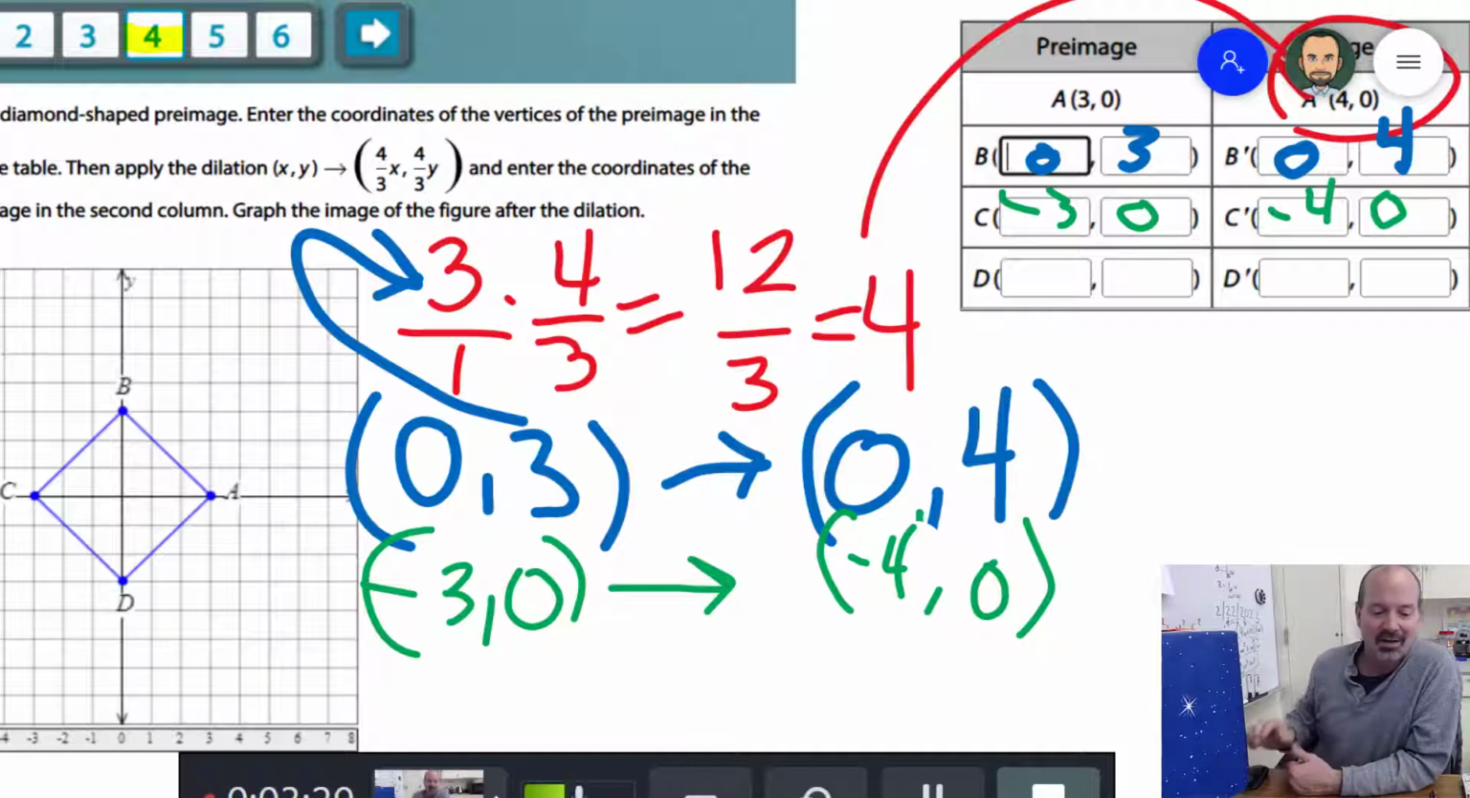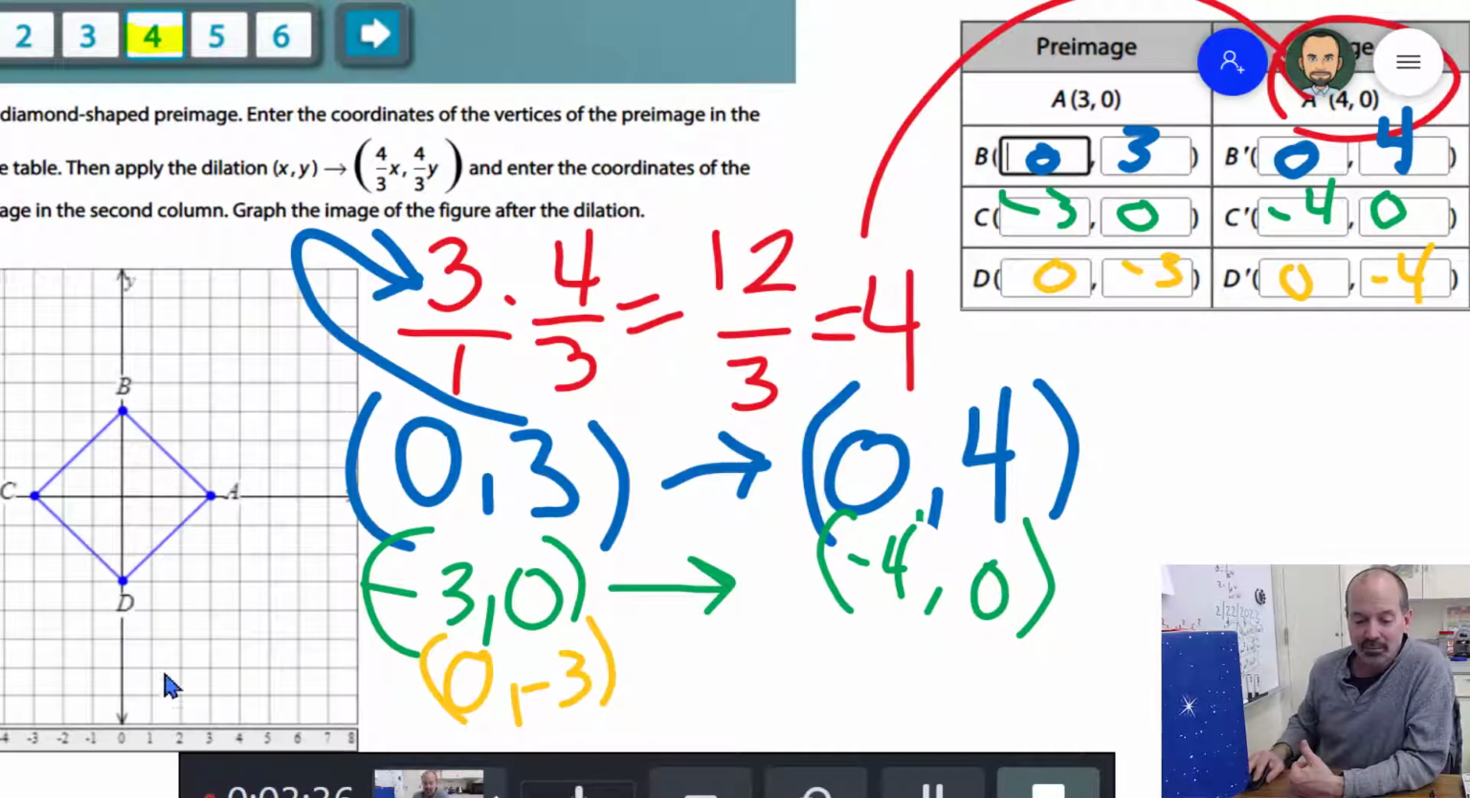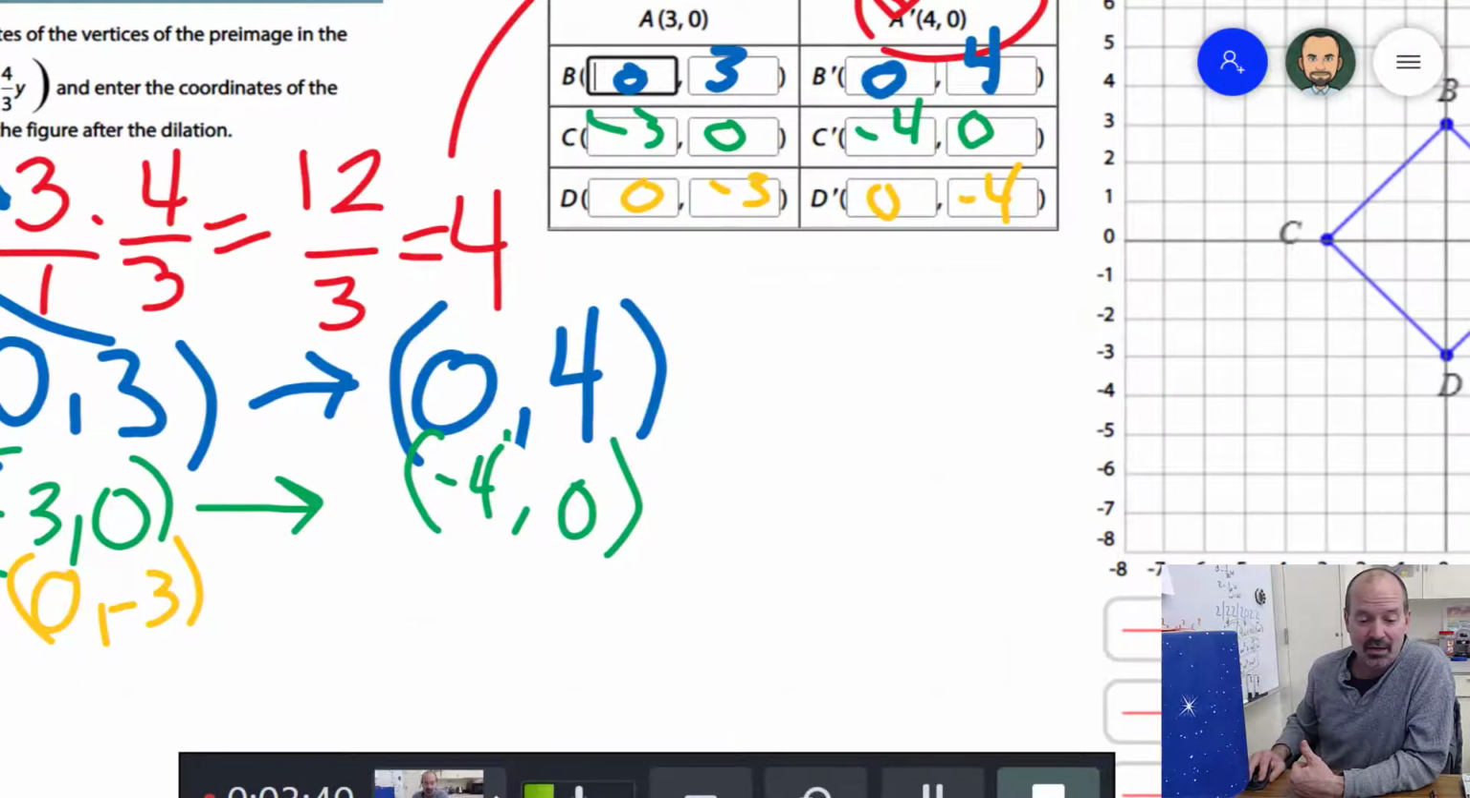And then finally, letter D will follow a similar pattern, and you'll end up starting out with 0, negative 3, and that will map to 0, negative 4. All right. Now they'd like me to take those coordinates and graph this.